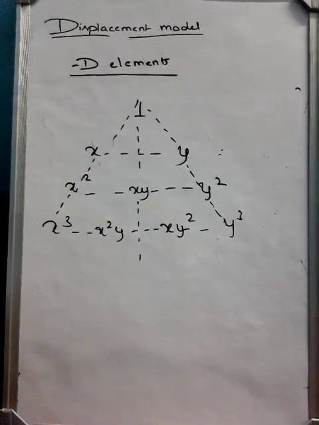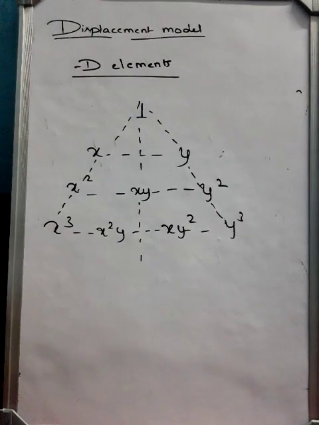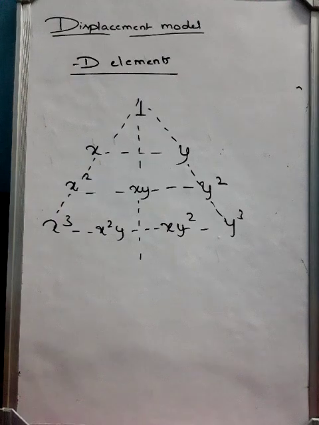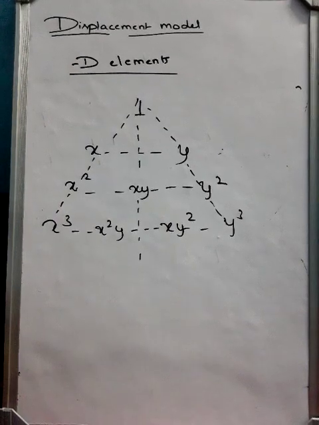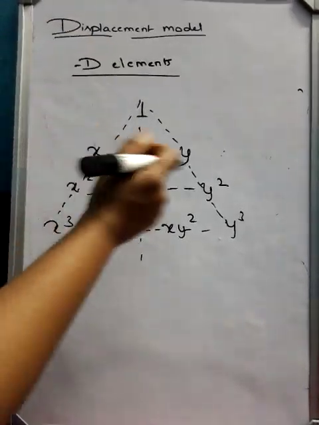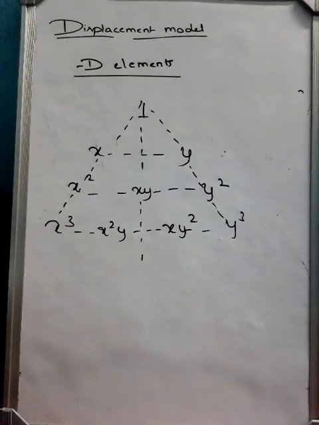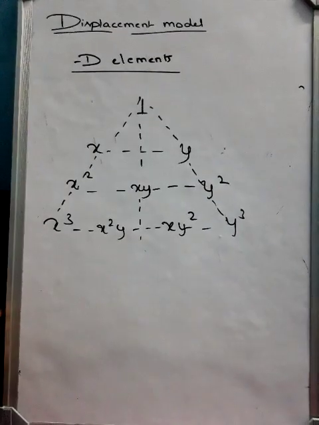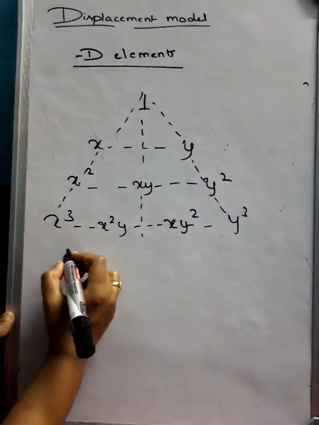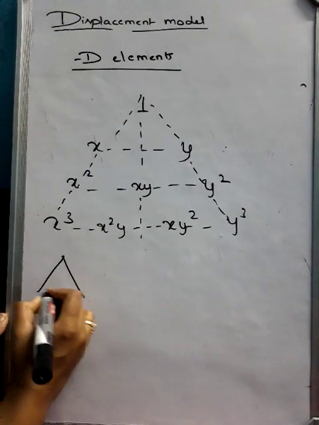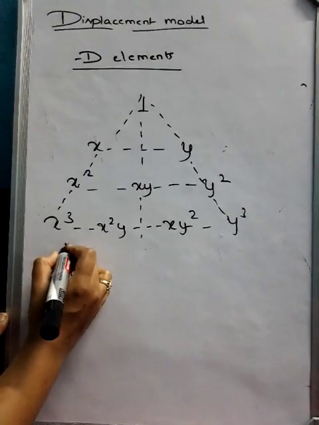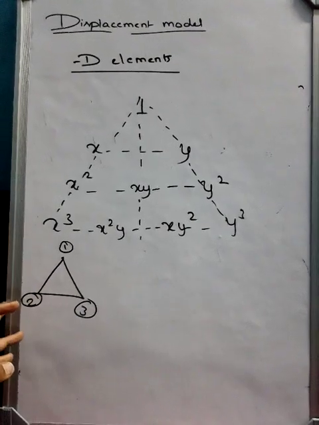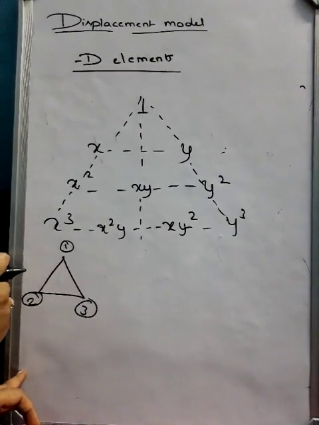Now it is very important how we are going to write the generalized coordinates. For example, as I told you, based on how many nodes are there in the element, you are going to consider the number of generalized coordinates. For example, I will take a triangle that has three nodes, 1, 2, 3. Now how are we going to write this one?